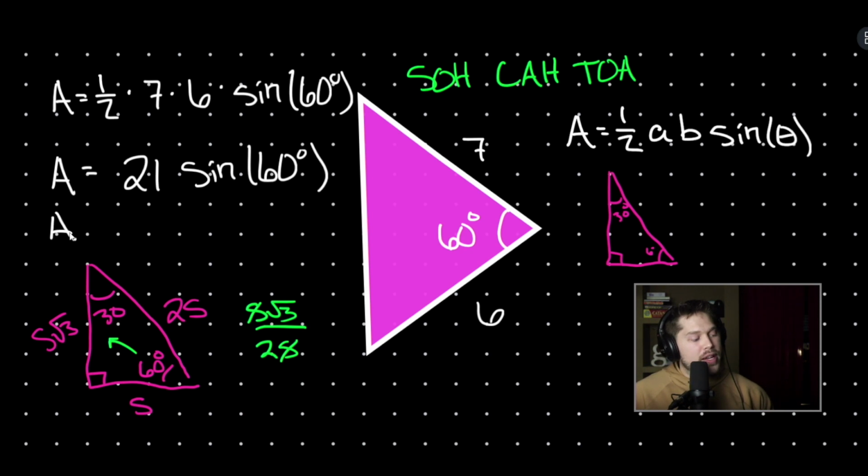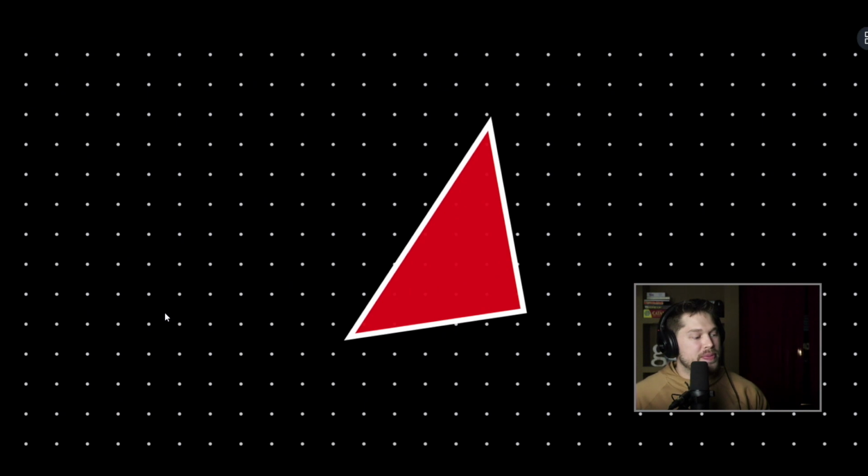So we just plug that in to our area formula. We have 21 times √3 over 2. And that's your final answer. It doesn't simplify anymore. You can also, of course, write it all together as 21√3 over 2. Excellent, excellent. So that is how you use this area formula for a triangle.